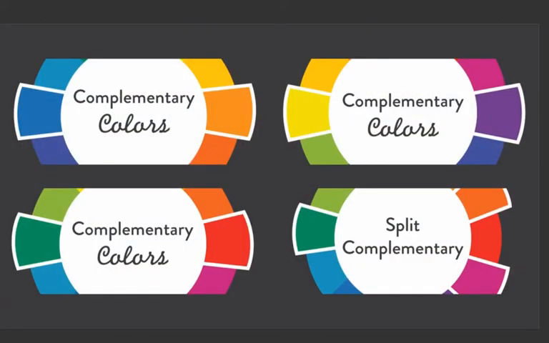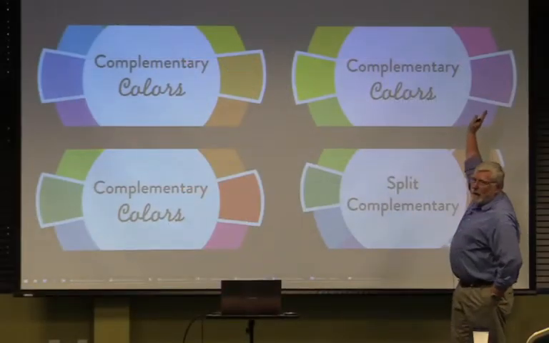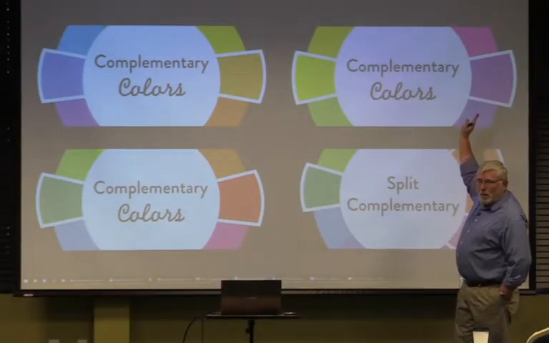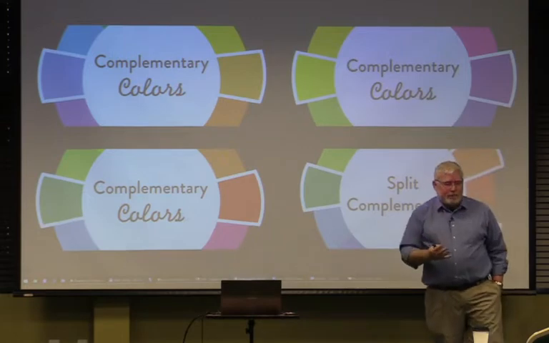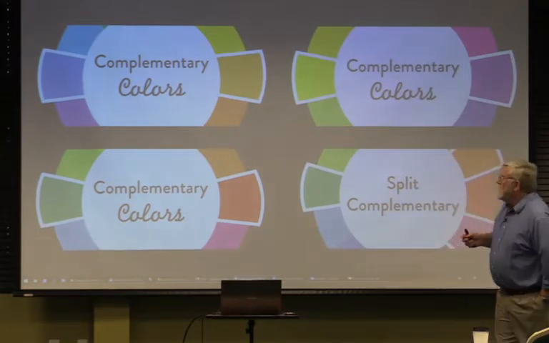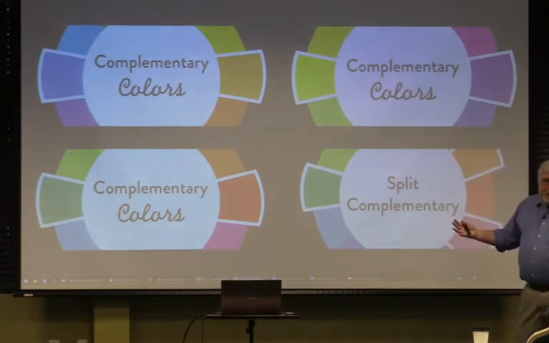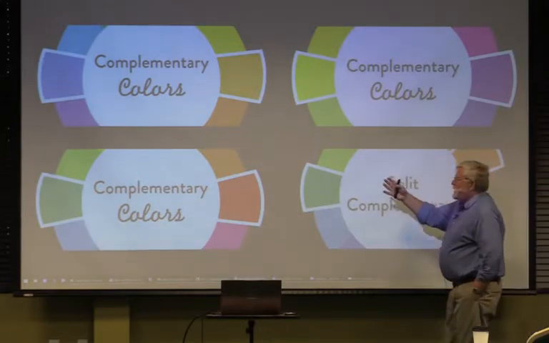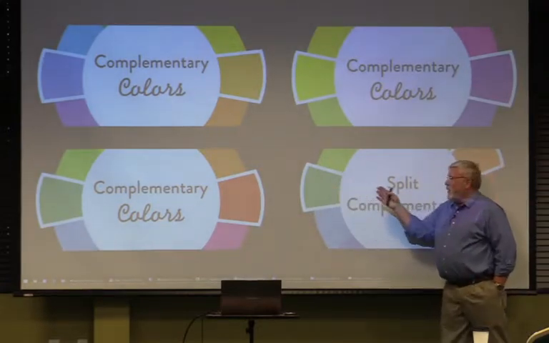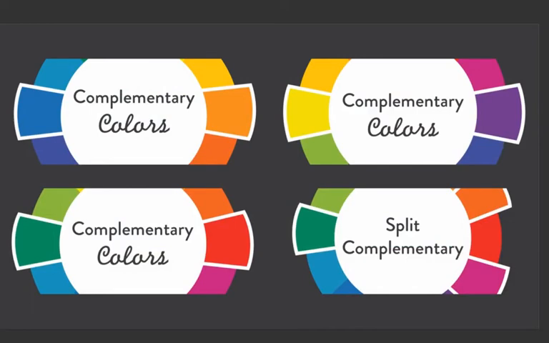So you have red and green. Those are complementary colors. Blue and orange are complementary colors. Yellow and violet or purple are complementary colors. And then you have this odd little beast that is called a split complementary, where you take a color on one side of the color wheel, and instead of using the single color directly opposite it, you use two of the adjacent colors. So it's called a split complementary.